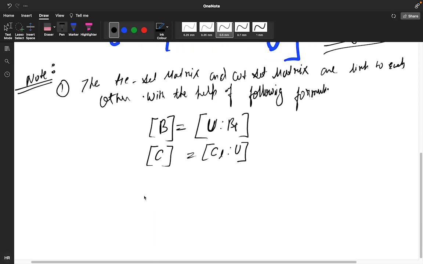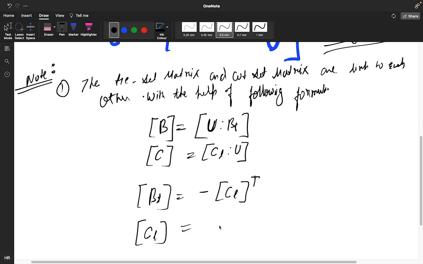B_T is nothing but minus C_L transpose, and C_L is nothing but minus B_T transpose. So if you get the B_T matrices, you can find your C_L matrices, and if you get the C_L matrices, you can find the B_T matrices. So it's a transpose. I hope you know transpose.